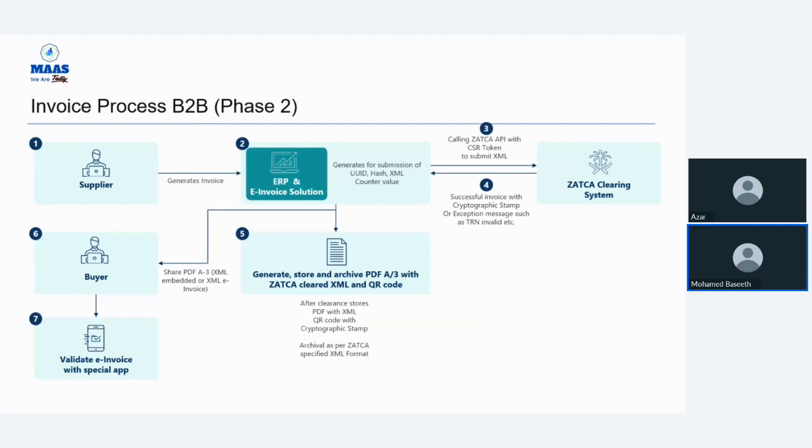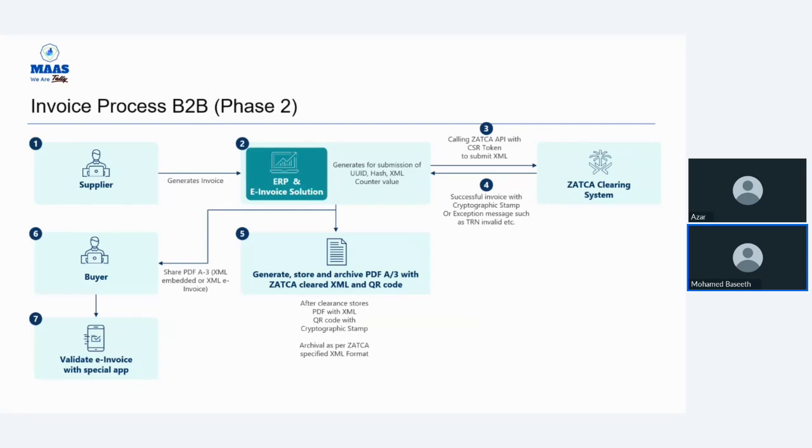Zatka will validate and give us the green, along with the QR code information such as UUID, hash, and XML, and all. And once we have that, then it will be shared with the supplier. So this is the process for B2B, which is when we are issuing invoices to another company.